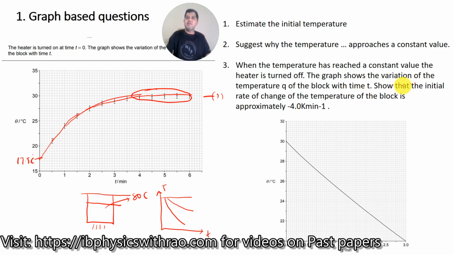Then the graph shows the variation of temperature theta. Okay, this is theta of the block with temperature. That's what I have shown over here. Show that the initial rate of change of temperature of the block is approximately -4 Kelvin per minute. That's what you need to show. So he is asking you about the rate. What do you understand by rate?